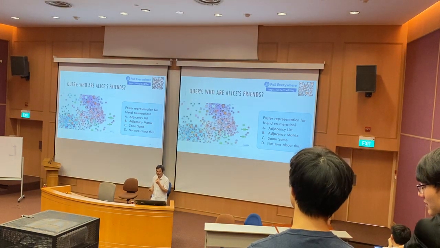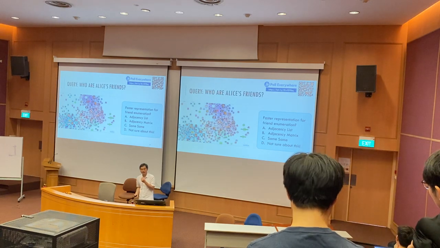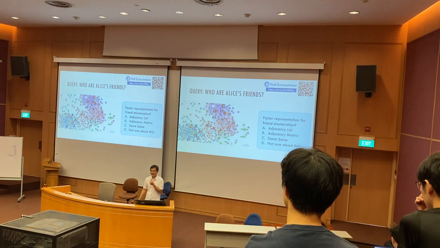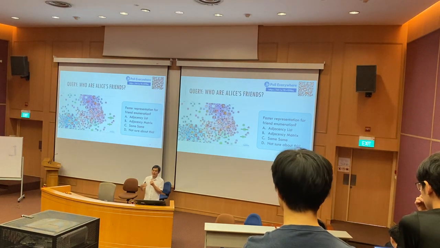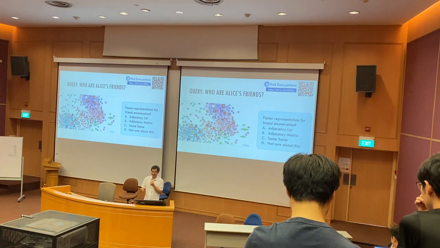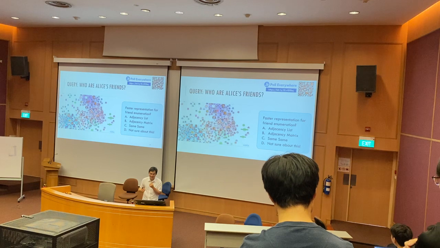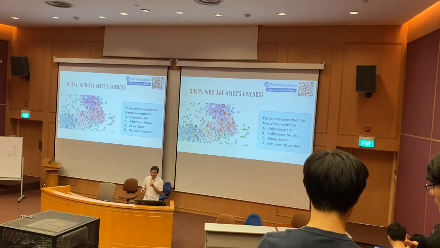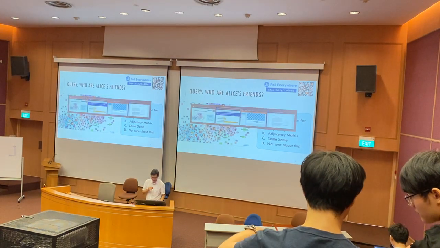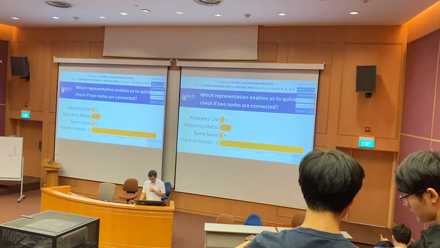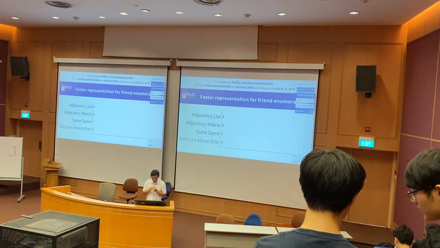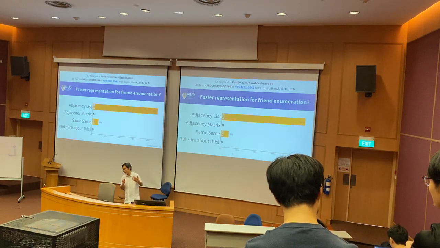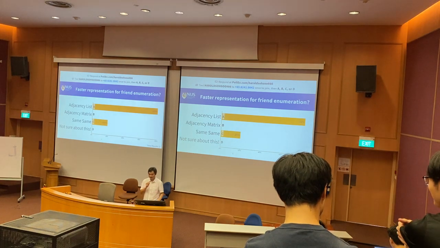What if you want to do friend enumeration? This was the one I was talking about before. You go on Facebook, you click friends, and Facebook lists all your friends, right? In the special case where you have no friends, of course that's easy. But if you have friends, then Facebook has to do some work. So the question is, which representation is faster for this kind of query? Do you think the adjacency list, the adjacency matrix, the same, or not sure? Again, this is friend enumeration: I go there, I say, okay, who are my friends, and then it gives me a list of, I don't know, 0 people.